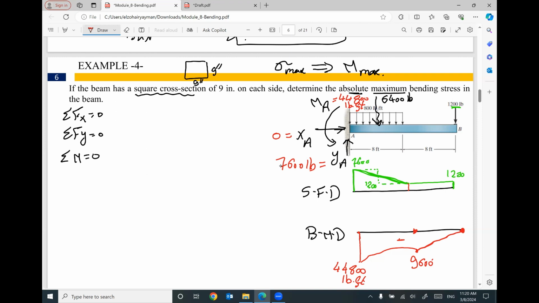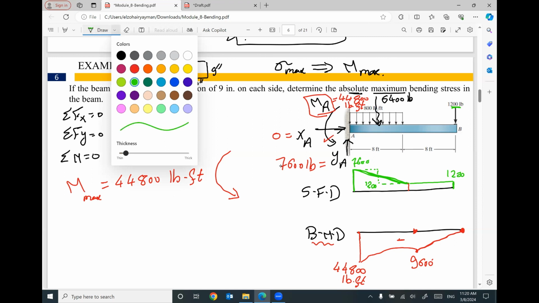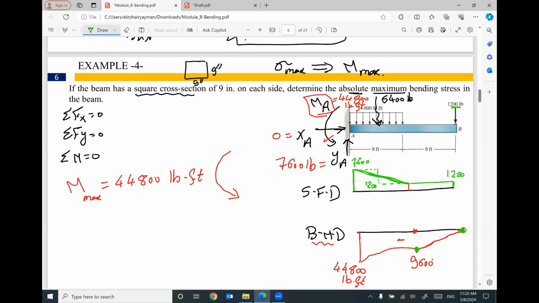The maximum value of the bending moment diagram, so M maximum, equals 44,800 pound foot, and it looks like this. This is the value of the moment MA, and this is the arrow direction. That makes sense? So I draw the bending moment diagram because I am not sure where the maximum value of the moment is. If you look here, we have 0, we have 9,600, we have 44,800. So the maximum value is this one.